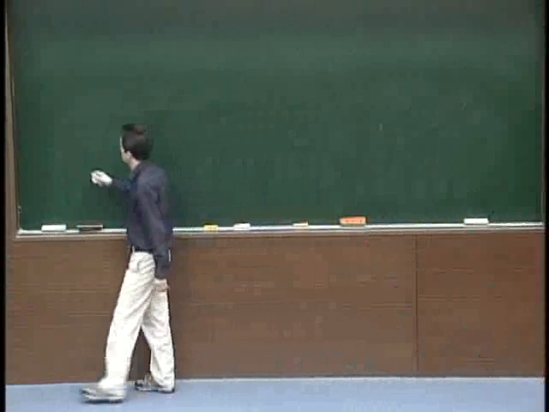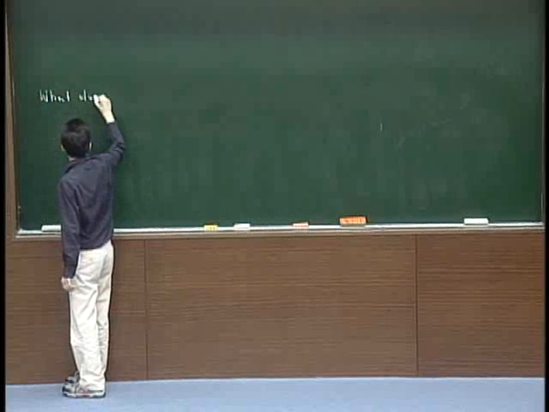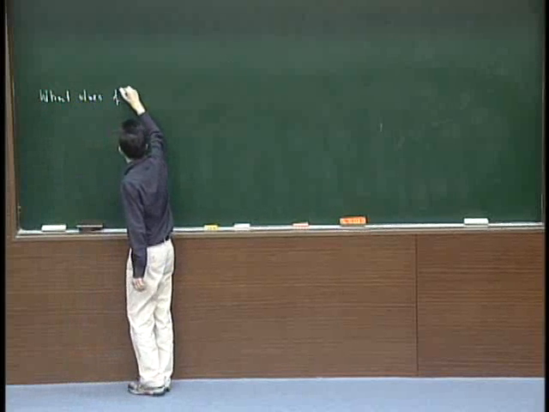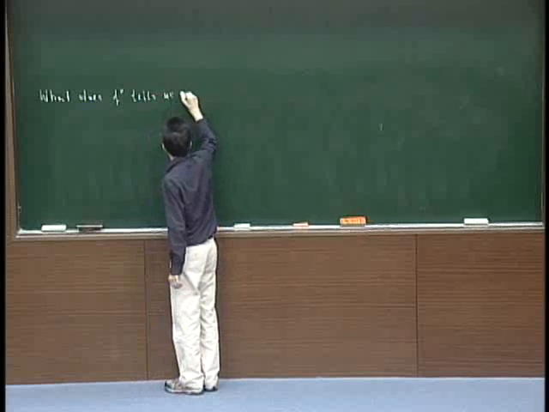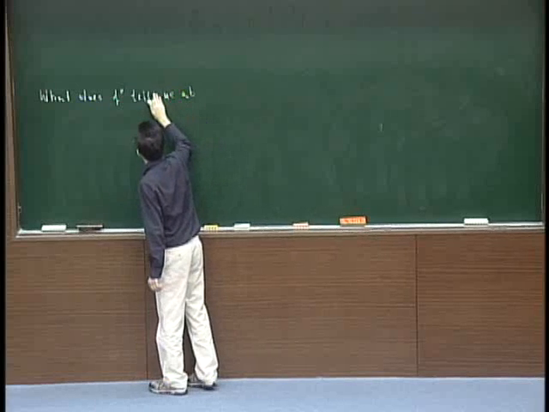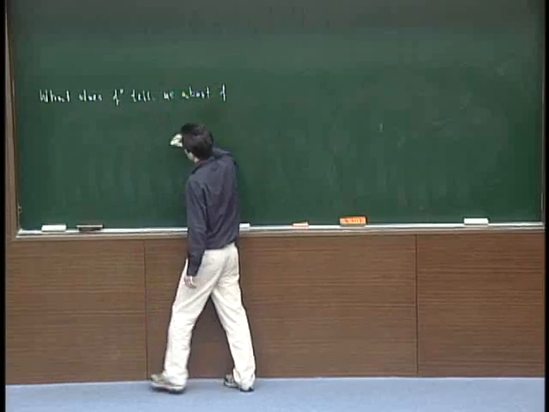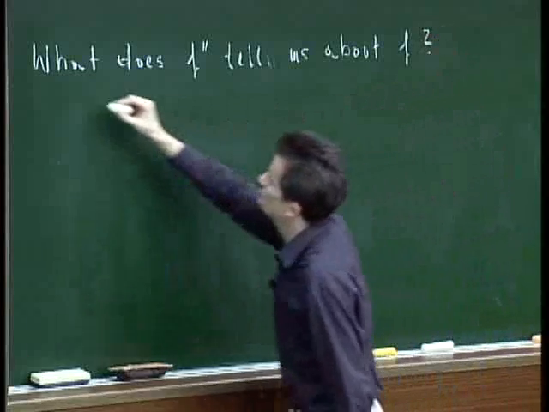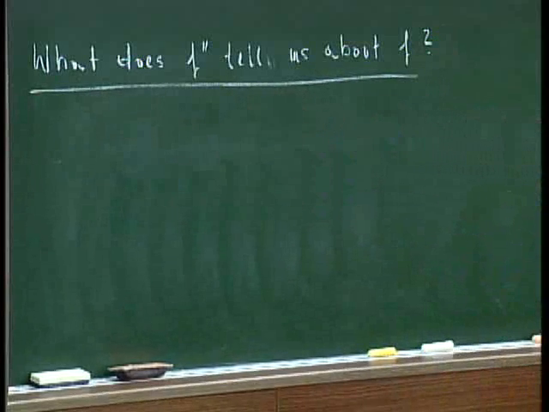Okay, so the next question we have to ask ourselves is, what does the second derivative tell us about the original function? We already saw that from the first derivative, we can easily conclude information about the original function.